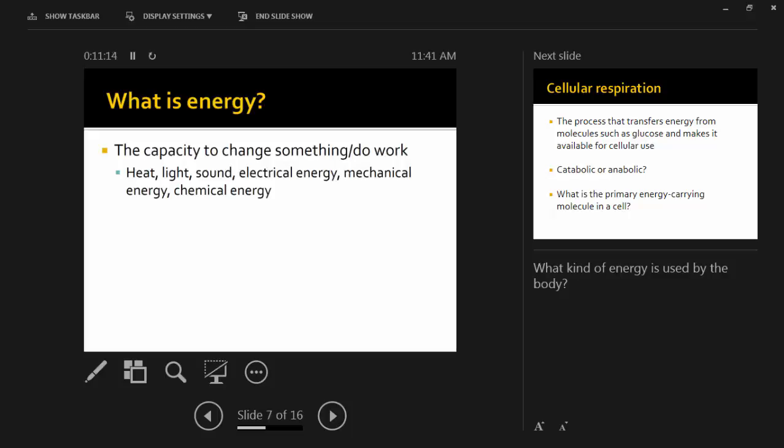You can change chemical energy into mechanical energy, and we do that in the body when we change ATP into a muscle contraction. You can change light energy into chemical energy, and plants do that when they take light from the sun and use photosynthesis and turn it into food. So you can change energy, but you can't create it or destroy it. It's always constant.